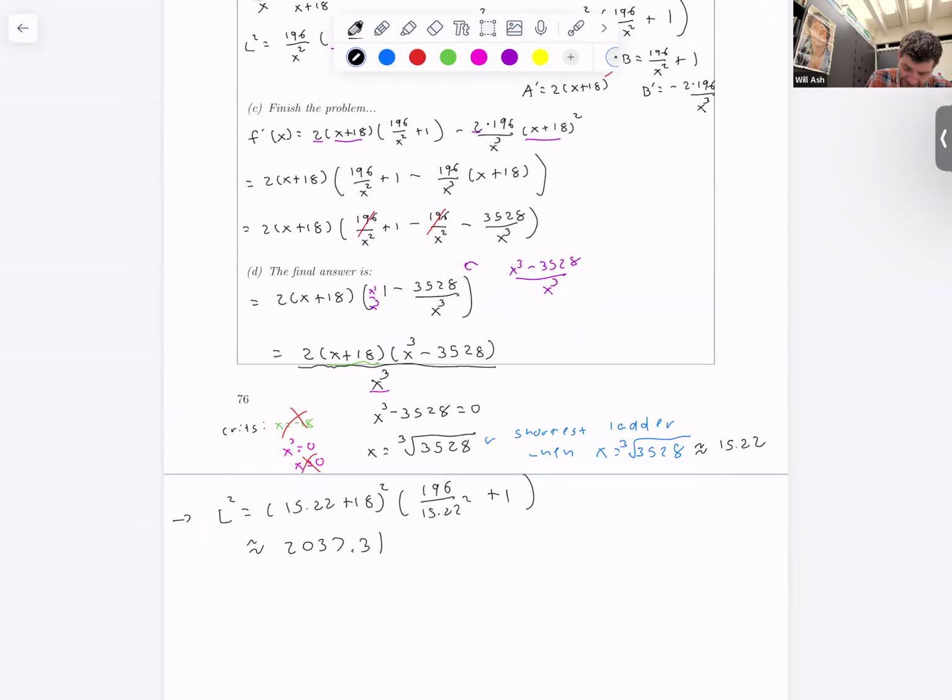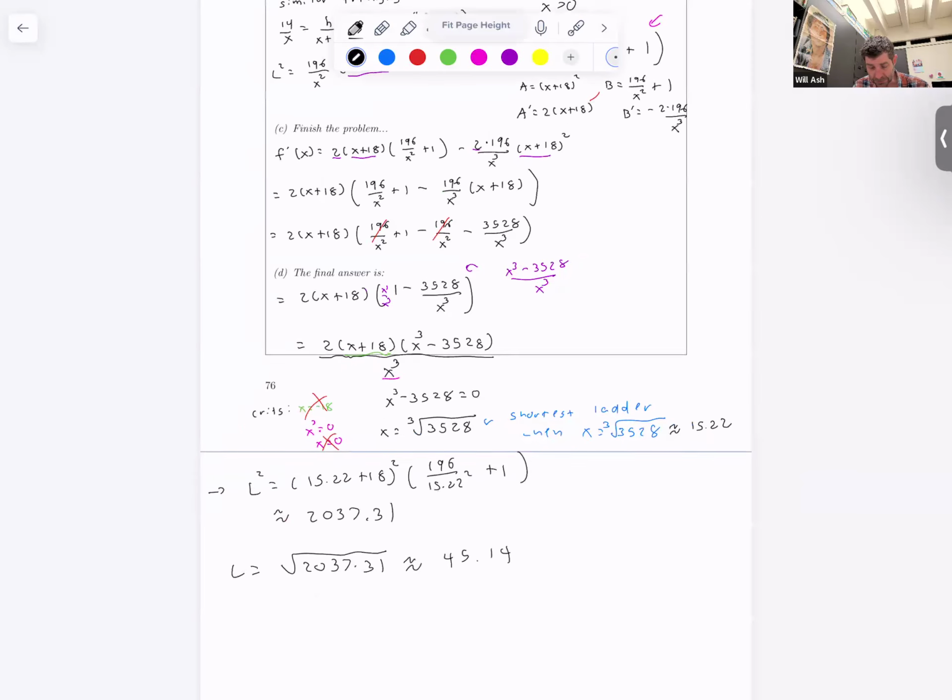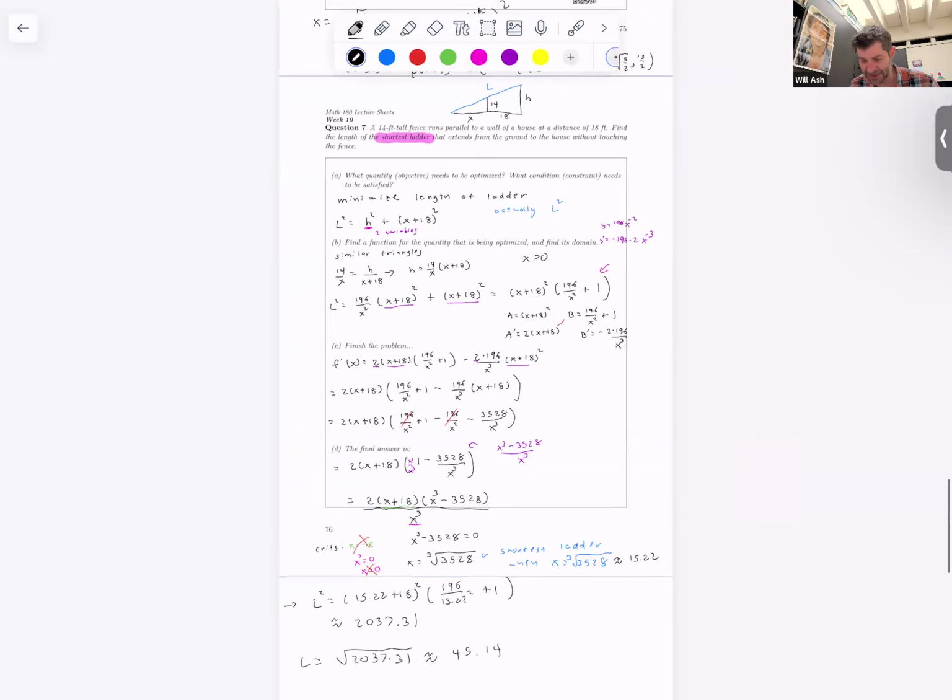So then my shortest ladder, L, is going to be the square root of that number, which is 45.14. So one thing is to set the problem up right, to notice that we actually do need the ladder to be touching the fence. I'm not sure what they meant by that. But really, mainly all the little weird algebra stuff I did.